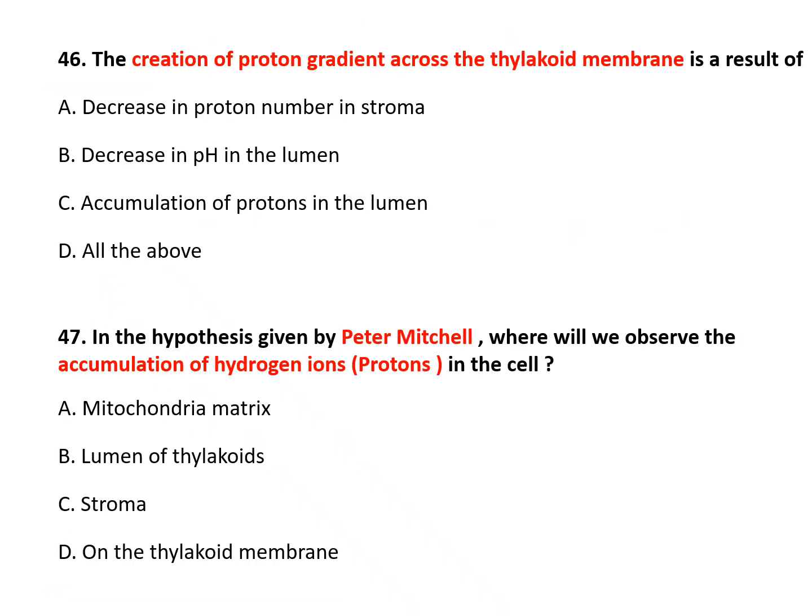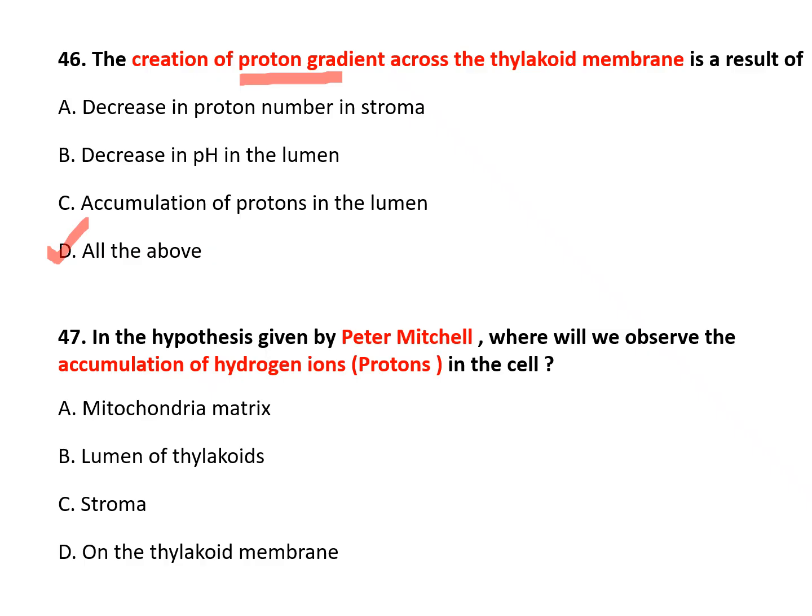The next question, number 46. The creation of a proton gradient across the thylakoid membrane is a result of: option A, decrease in proton number in stroma; option B, decrease in pH in the lumen; option C, accumulation of protons in the lumen; option D, all of the above. The correct answer is option D, all of the above.